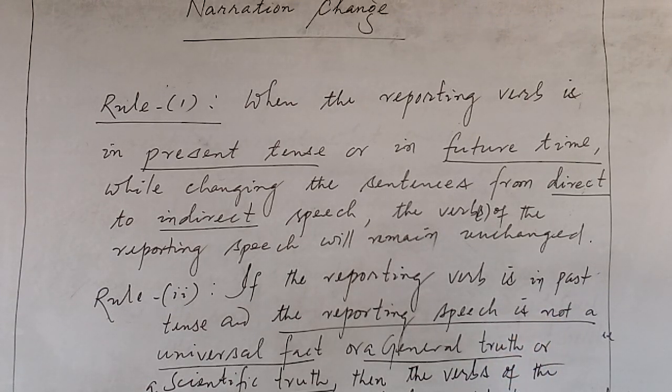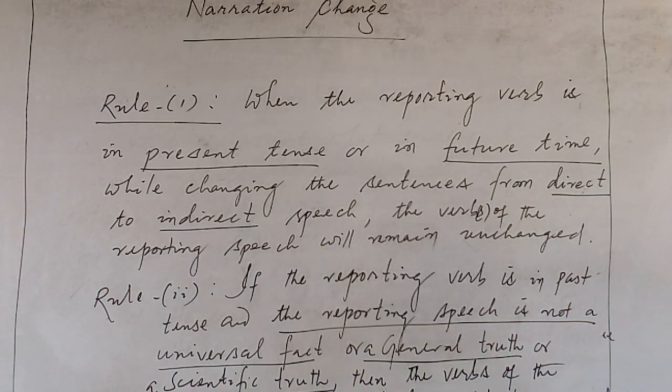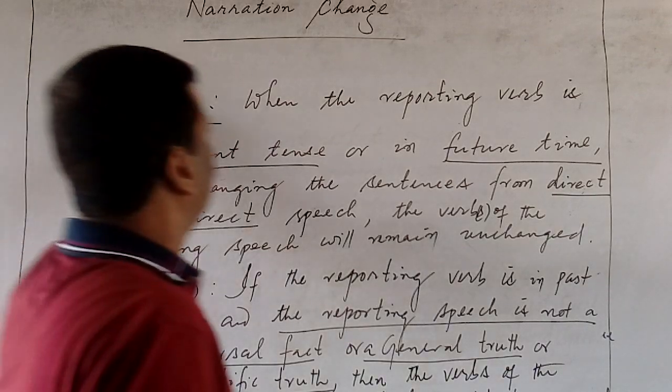What does it mean? It means if the reporting verb is in past tense and the reporting speech is a universal truth or a general truth or a scientific truth, then the verb of the reporting speech will not change into the corresponding past tense. But if the reporting verb is in past tense and the reporting speech is not a universal fact or a general truth or a scientific truth, then the verbs of the reporting speech will change into the corresponding past tense.